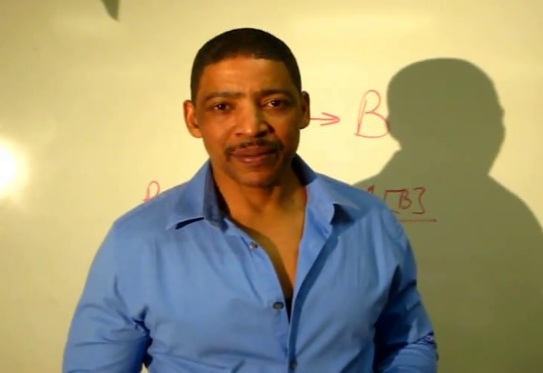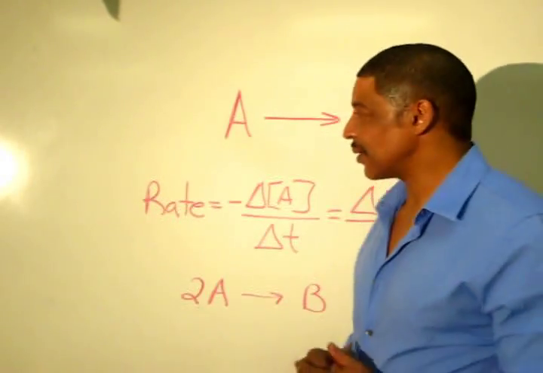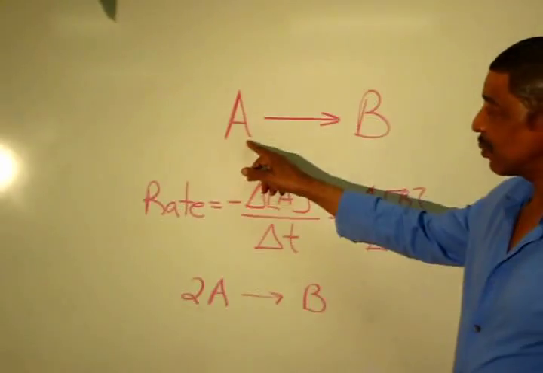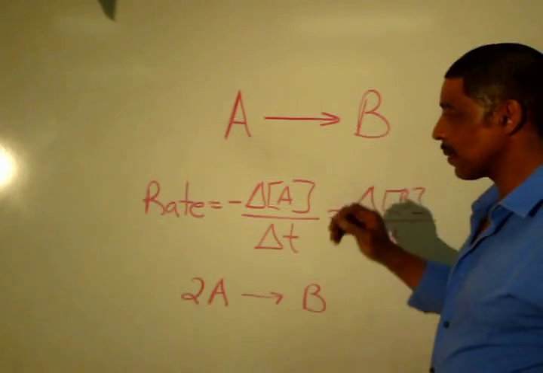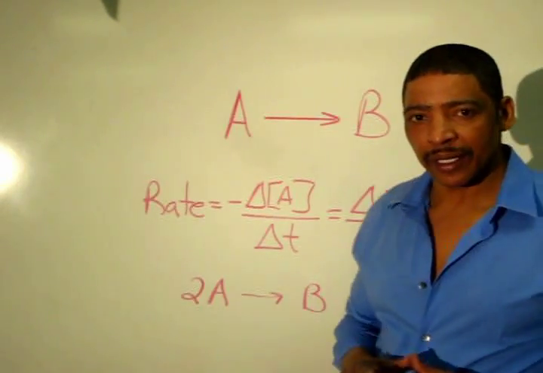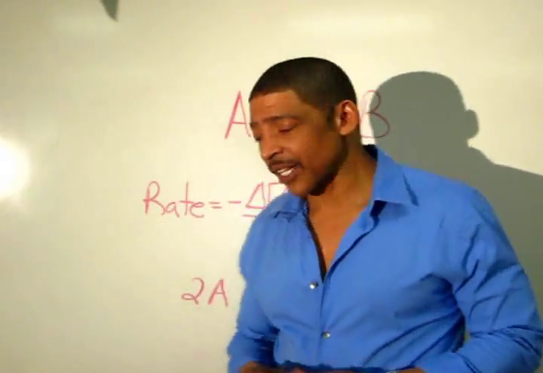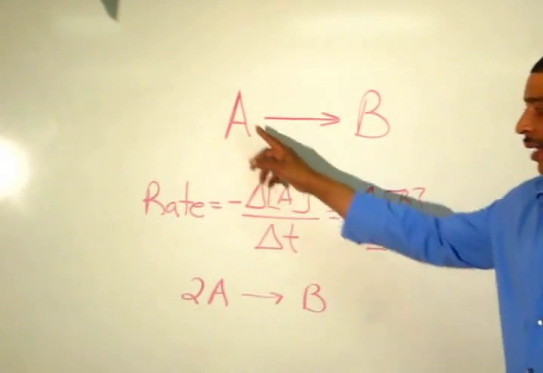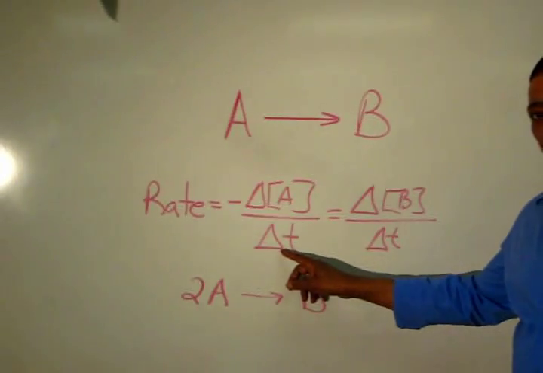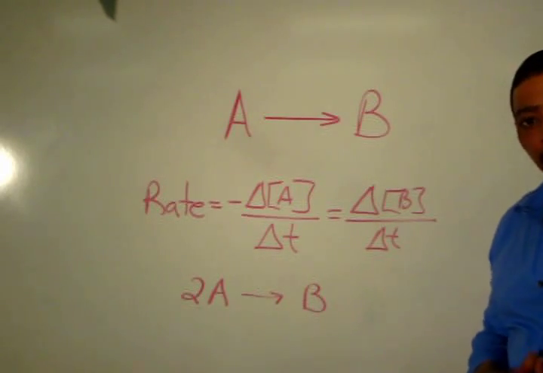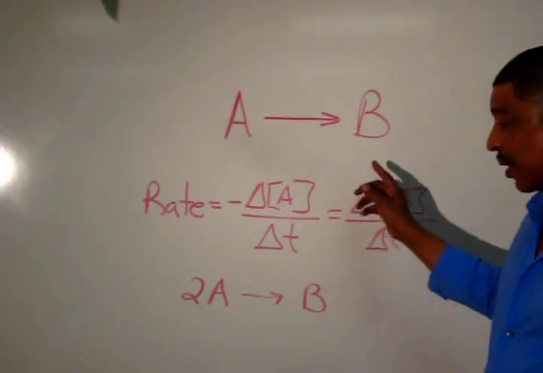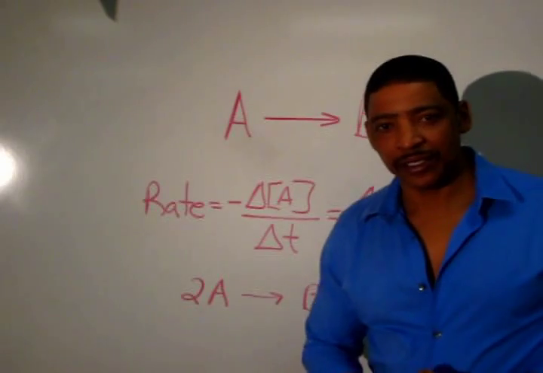Mr. B here. For a simple reaction where reactant A produces product B, the rate may be calculated by dividing the change in concentration of reactant A by the change in time, or by dividing the change in concentration of product B by the change in time.